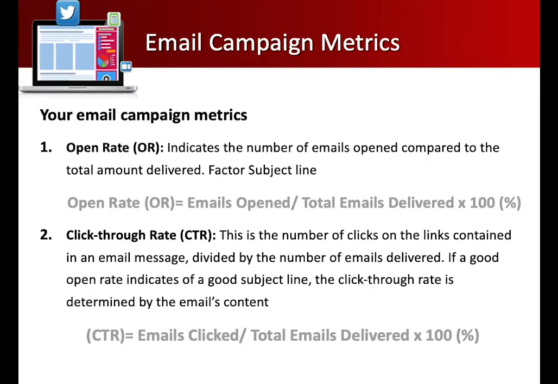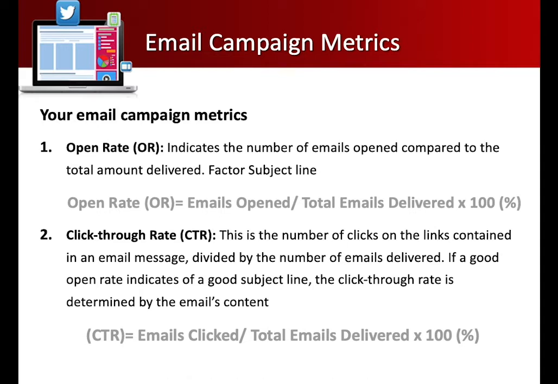Open rate. Open rate indicates the number of emails opened compared to the total emails delivered. The number one element of an email that prompts somebody to open an email is the subject line. So if your open rate is low, you may consider creating a new subject line, a more appealing one, and resend that email. Open rate is calculated by dividing the total emails opened by the total emails delivered times 100.